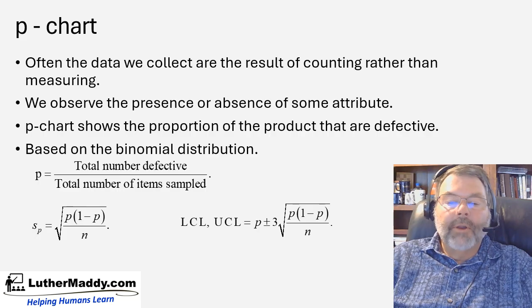Once we have the standard error of the proportion, we are then going to be able to create upper and lower control limits using the formula here. And we'll step through an example and see how that works.